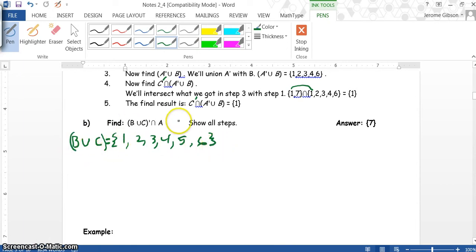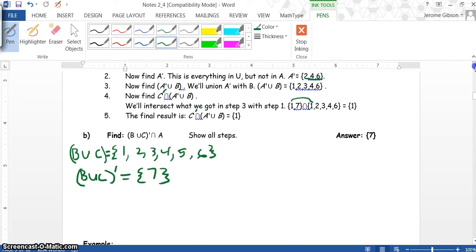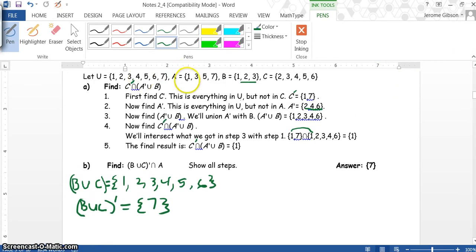So now, our next step will be this. Since we know B union C is 1, 2, 3, 4, 5, 6, that definitely lets us know that B union C complement would have to just be 7, because that's the only thing left in the universal set. So now we want to intersect that with A. So now we look back at A here. A is 1, 3, 5, 7.